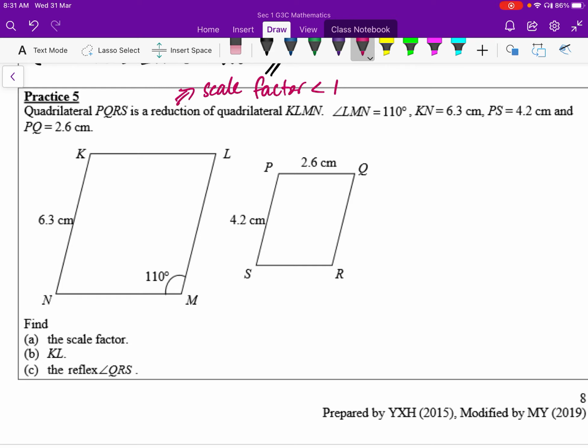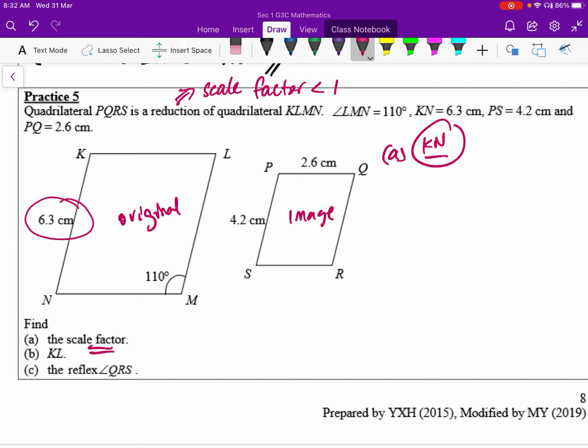Now for part A, find the scale factor. In order to find the scale factor, I need to compare two corresponding lengths. In the original diagram, I only have one length, so I have no choice but to use that, and I need to find the corresponding side. Remember, your scale factor has to be the image first. The image is the result, otherwise known as the result, and this is the original. So you cannot put your original on top. You have to put the image on top.